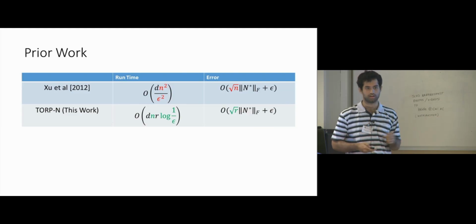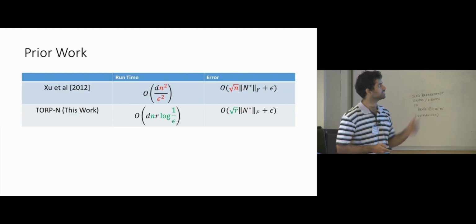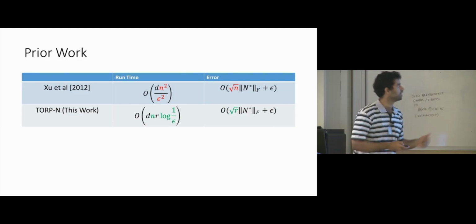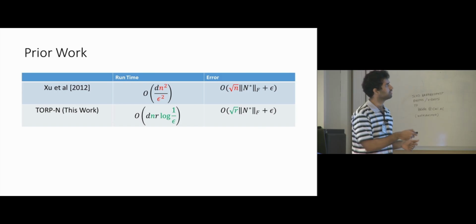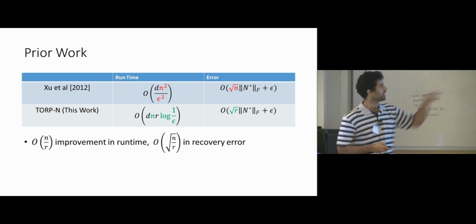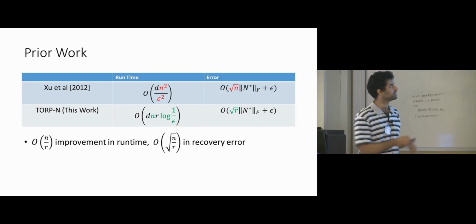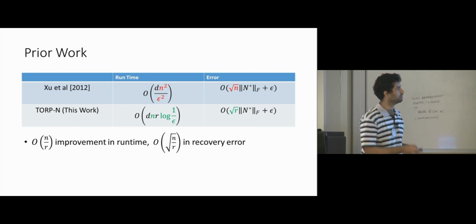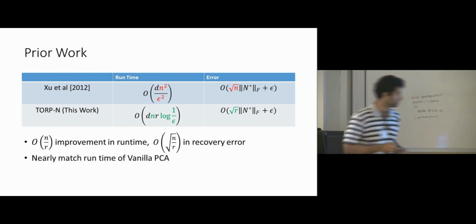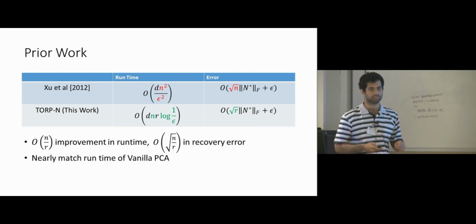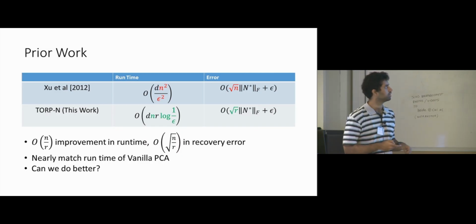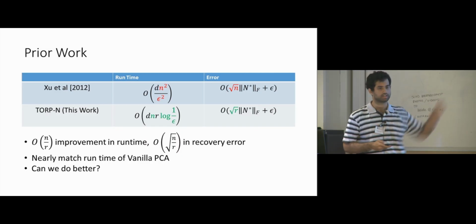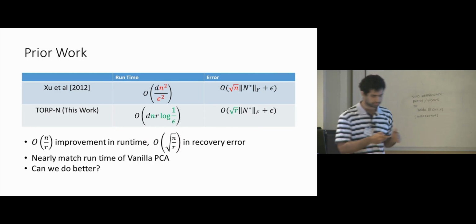So how does our work compare to the previous state of the art for the same problem in terms of runtime and recovery error? We have an almost order n improvement in runtime and a square root n improvement in recovery error. And we nearly match the runtime of vanilla PCA. But can we do better than this recovery error in certain situations?